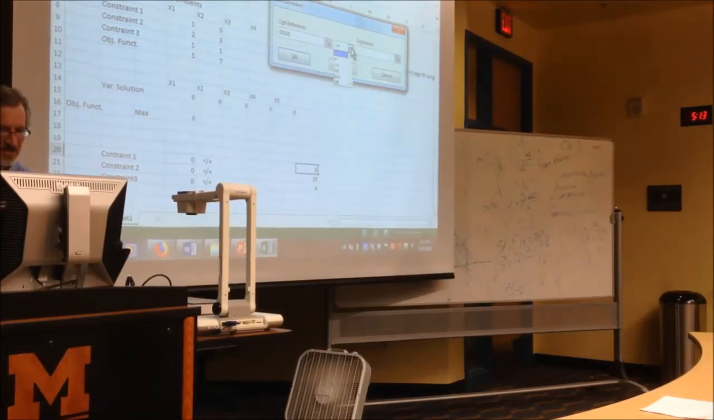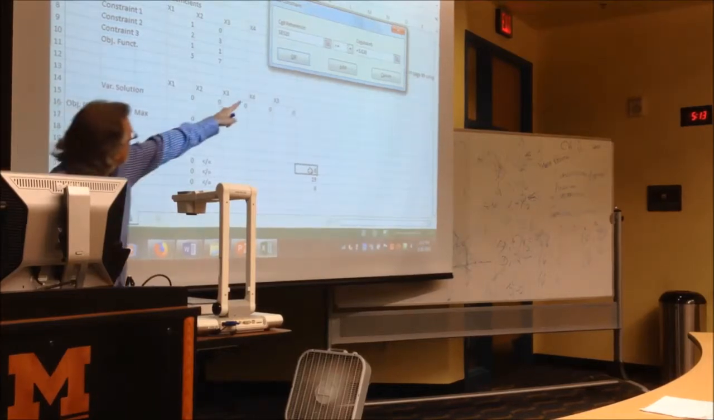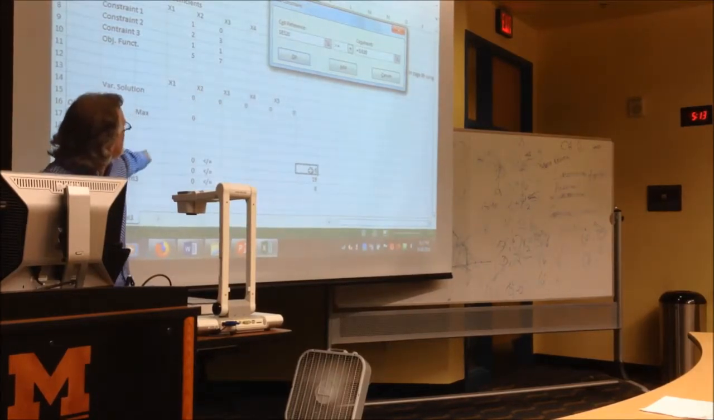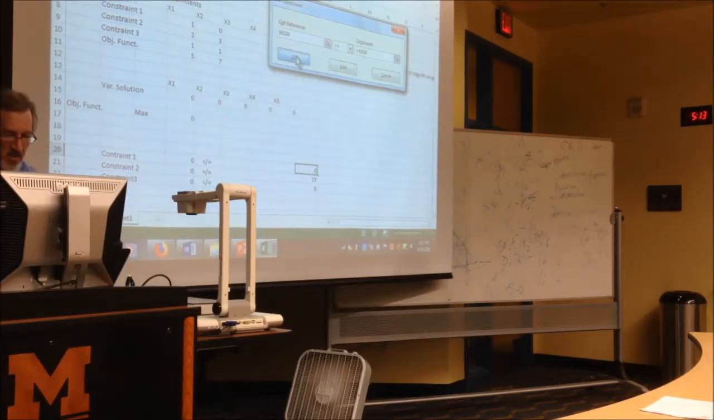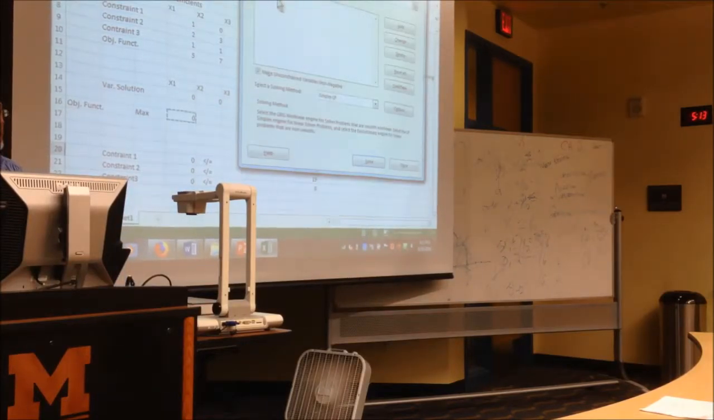Then you open this box: equal to, less than or equal to, greater than or equal to. This one is a less than or equal to. Then the constraint right-hand side is going to be this box right here, which is J20. So I have J20 on the right, E20 on the left, and I told it it's less than or equal. Click OK. That constraint just showed up here.